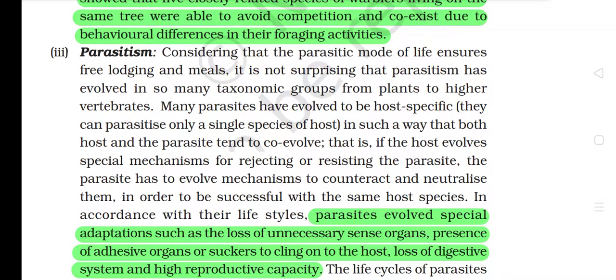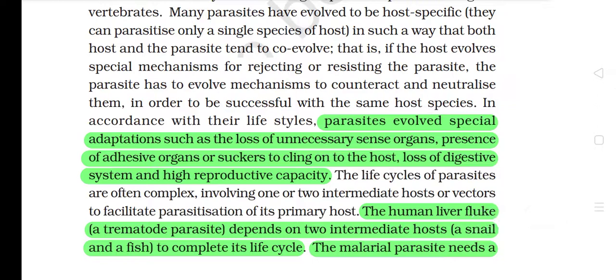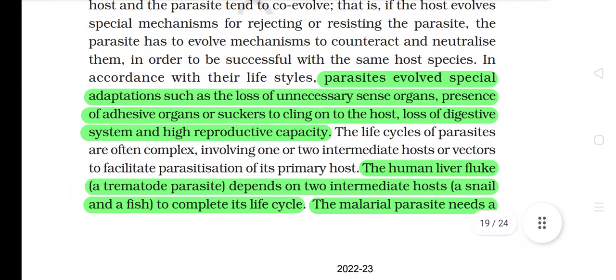3. Parasitism. Considering that the parasitic mode of life ensures free lodging and meals, it is not surprising that parasitism has evolved in so many taxonomic groups, from plants to higher vertebrates. Many parasites have evolved to be host-specific. They can parasitize only a single species of host in such a way that both host and the parasite tend to co-evolve. That is, if the host evolved a special mechanism for resisting the parasite, the parasite has to evolve mechanisms to counteract and neutralize them in order to be successful with the same host species.